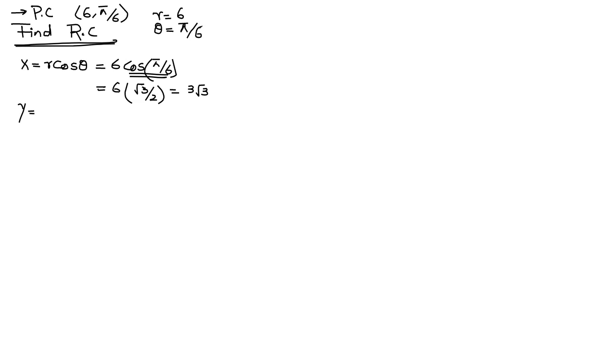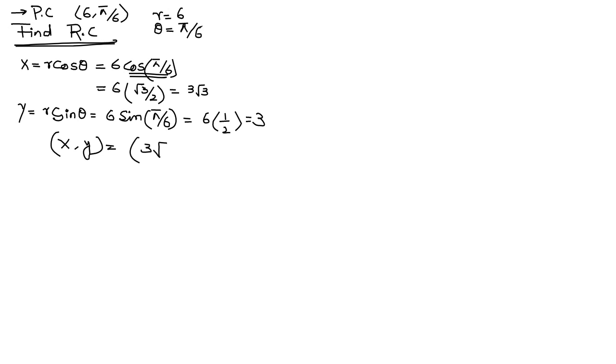Similarly, you can find y, which is equal to r sine of theta, which is equal to 6 into sine of pi by 6, and sine of 30 is 1 by 2. So 6 times 1 by 2 is equal to 3. So you have x and y coordinate, which is equal to 3 into square root of 3, and this is 3. Okay, this is how you can find the rectangular coordinates. Okay, can you help me to solve this one?